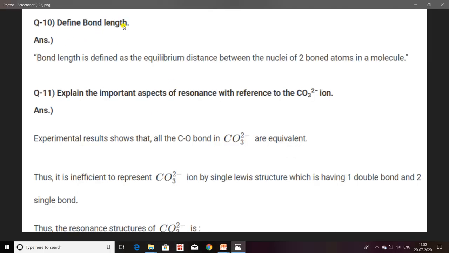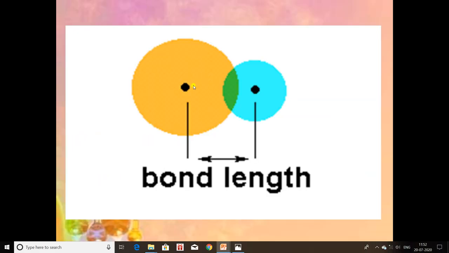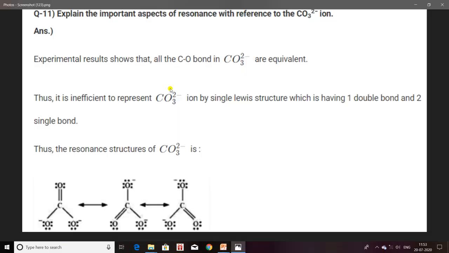Next question is define bond length. Bond length is defined as the equilibrium distance between the nuclei of 2 bonded atoms in a molecule. So it is the equilibrium distance between 2 bonded atoms, measured between the nuclei of the atoms. So from here to here, this distance is known as bond length.